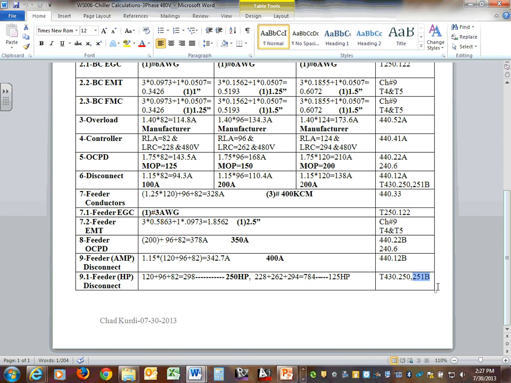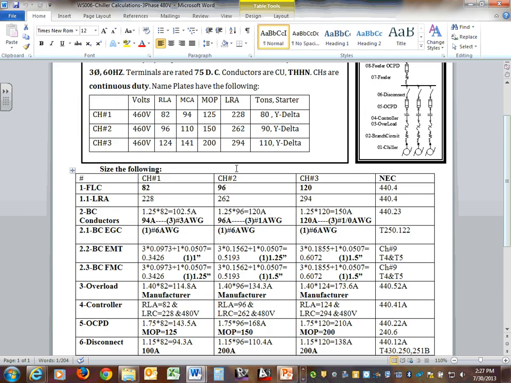It gives you 125. So the full load amp for the 3 chillers gives me a 250 horsepower equivalent. The lock rotor current gave me 125. Then you have to choose the largest. So my disconnect, if I am to use a disconnect to disconnect the whole 3 chillers at the same time, has to be rated for 250 based on these. Any comments, guys? Any questions about this?